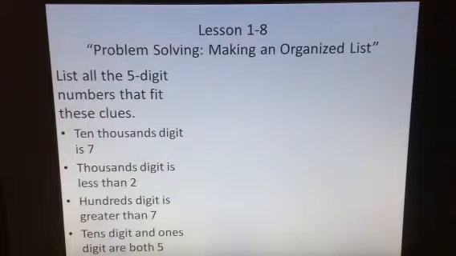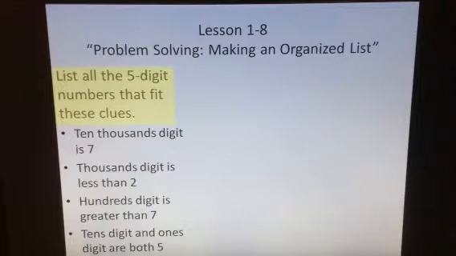Here's the last problem we did today in math. We said list all the 5-digit numbers that fit these clues. 10,000's digit is 7. Thousands digit is less than 2. Hundreds digit is greater than 7. Tens digit and ones digit are both 5.